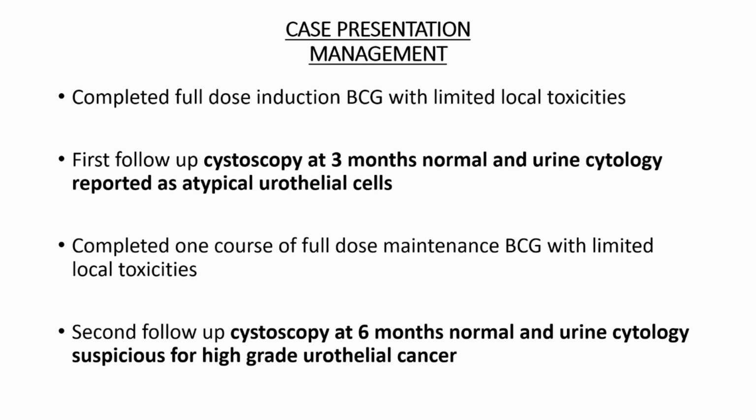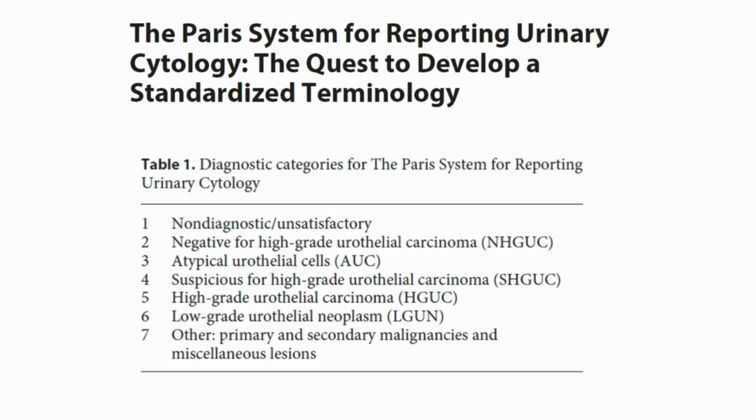So this is a patient with high-risk non-muscle invasive bladder cancer with multifocal high-grade T1 with carcinoma in situ. They completed a full induction course of BCG therapy with limited toxicities. The first follow-up cystoscopy at 3 months was normal, and urine cytology was reported as atypical urothelial cells. They completed 1 course of full-dose maintenance BCG as per the SWOG schedule with limited local toxicity. Second follow-up cystoscopy at 6 months was normal, and on this occasion, urine cytology is suspicious for high-grade urothelial cancer.